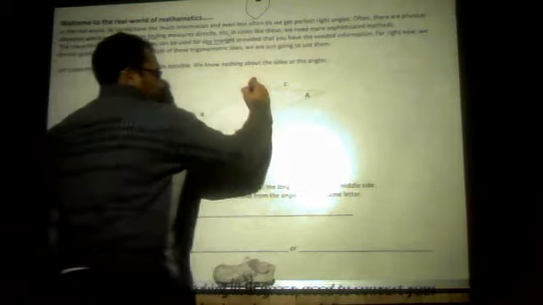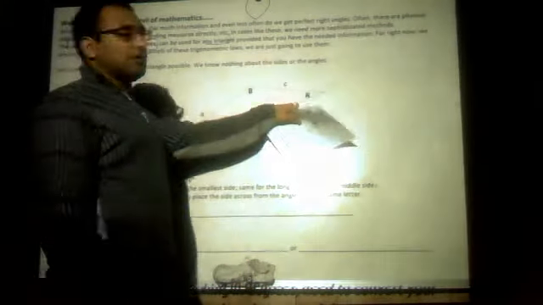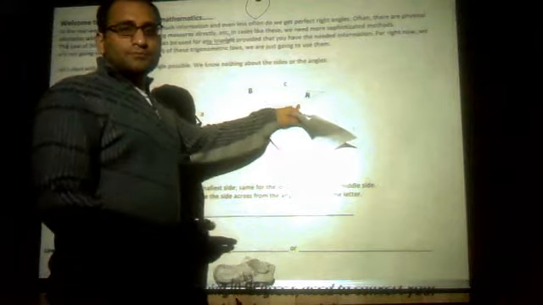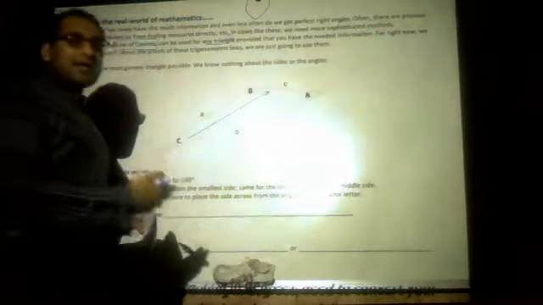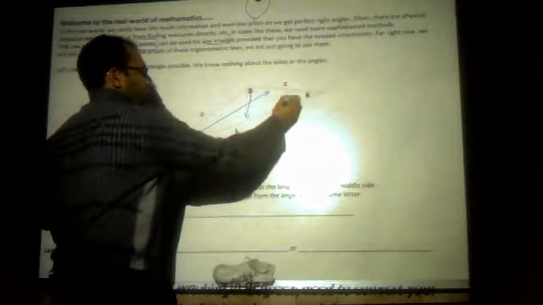What I want you to see is that in these triangles, we don't see a 90-degree angle. But we should see that there are letters. The big letters correspond to the angles. So big C, big B, big A correspond to the angles. Directly across from those angles are the corresponding side measurements. Little c is across from angle C. Little b is across from angle B. Little a is across from big angle A.